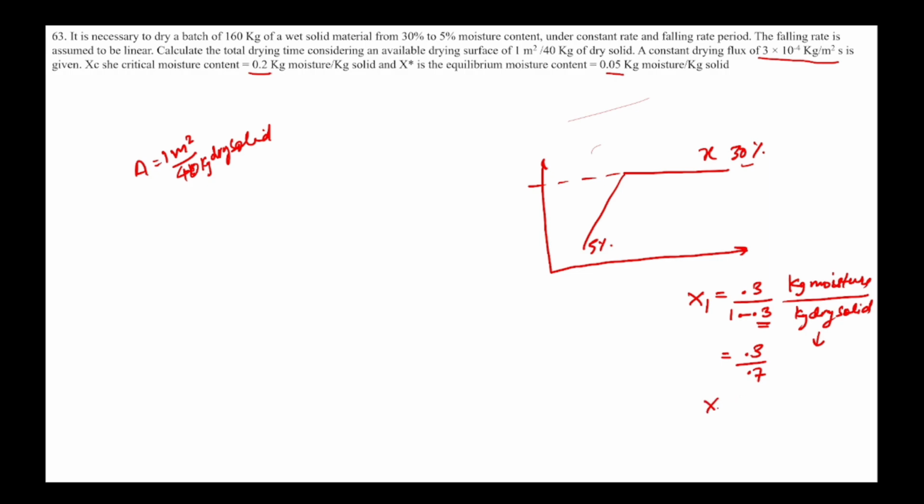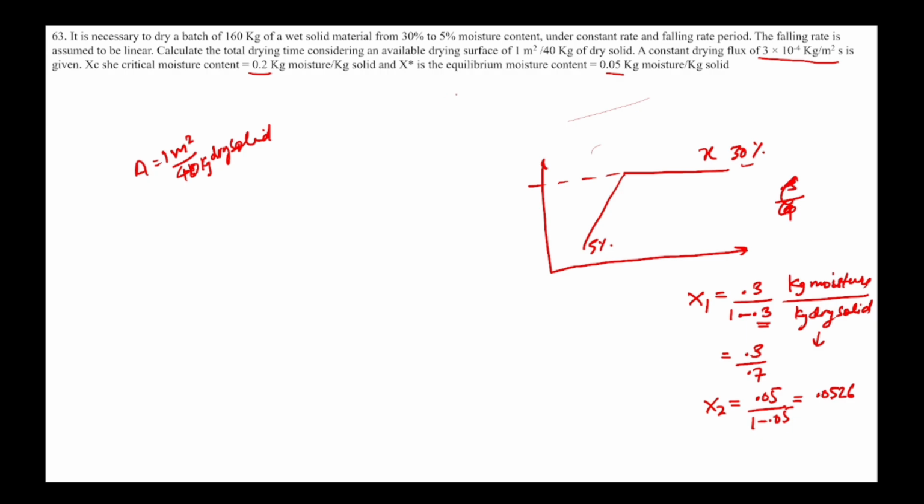And similarly X2, the final, 0.05 divided by (1 minus 0.05) is equal to 0.0526 kg moisture per kg dry solid. Why am I subtracting from 1? Because 0.3 is the numerator and the denominator is 1. That's all. Straightforward.